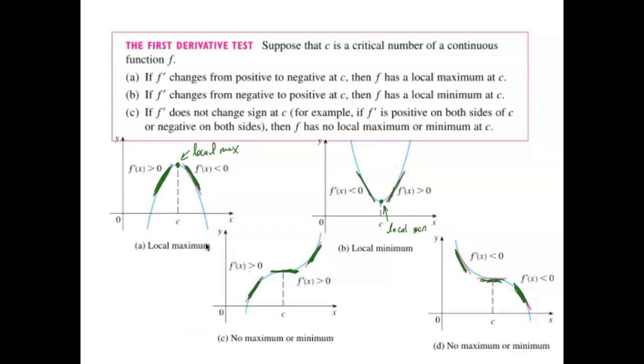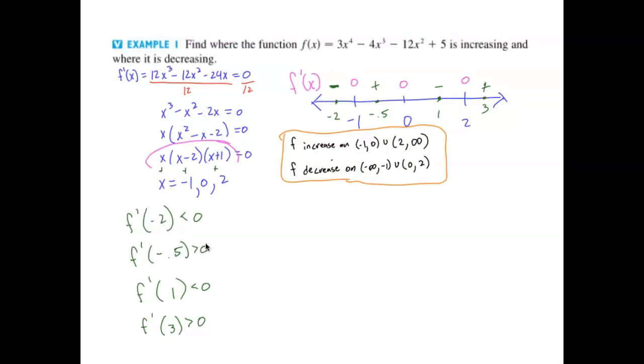So we know if the derivative changes from positive to negative, it's a local max. Negative to positive, it's a local min. And if it doesn't change sign at the critical value, it's neither. So I'm going to ask for some help in the chat so that I know you're alive out there. What's going on at negative 1? Is there going to be a maximum at this location, a minimum, or neither?